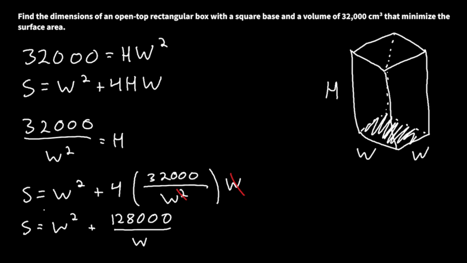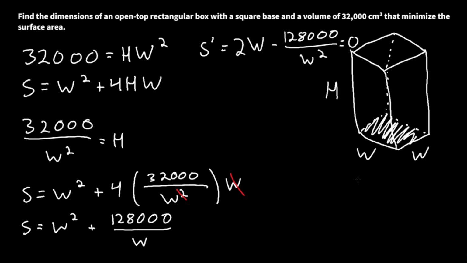So now that we have the function for the surface area, we can take the derivative of the surface area with respect to width now. So S prime, the derivative of this function, is 2 times the width plus, actually minus 128,000 over width squared. So now that we have the derivative of your surface area, we can do the optimization. Set the first derivative equal to 0, and we get 2 times width minus 128,000 over width squared is equal to 0.